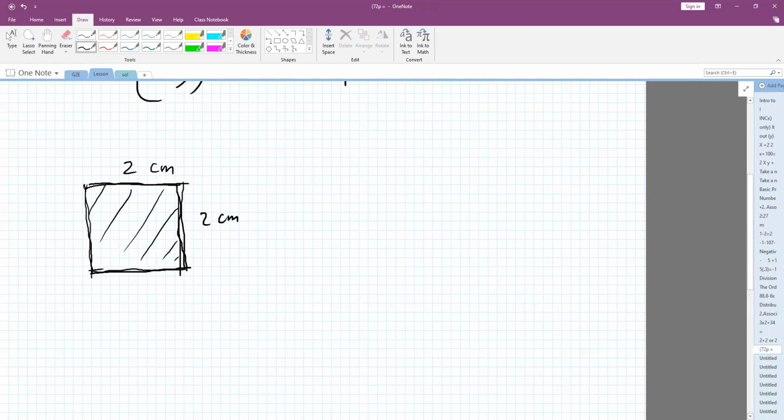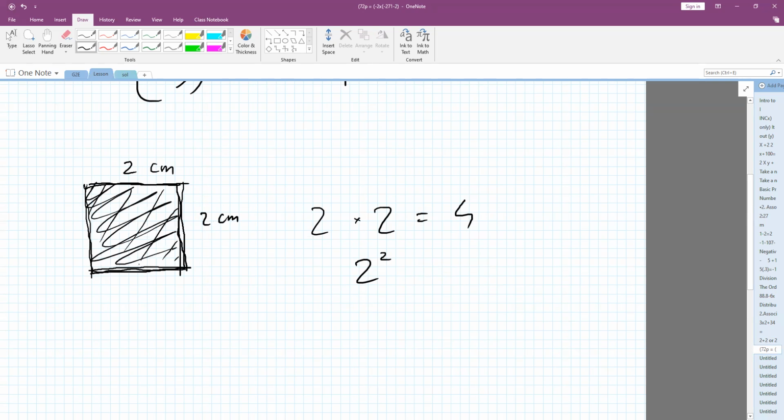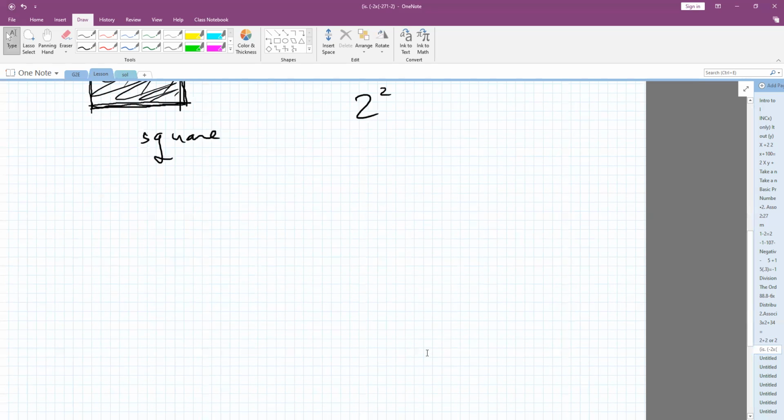So basically you do 2 times 2. Yes, 2 times 2, and that gives you 4. This 2 times 2 is an example of a square. So the area of a square, a two-dimensional shape, is just the square of its side. Now, what's another example? You could have just put one 2 centimeter, because the square's sides are always equal.